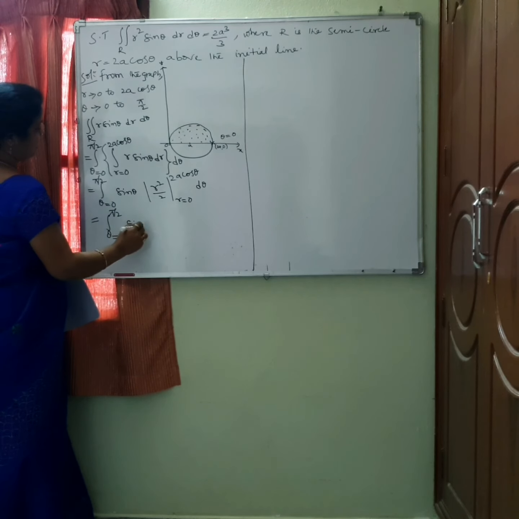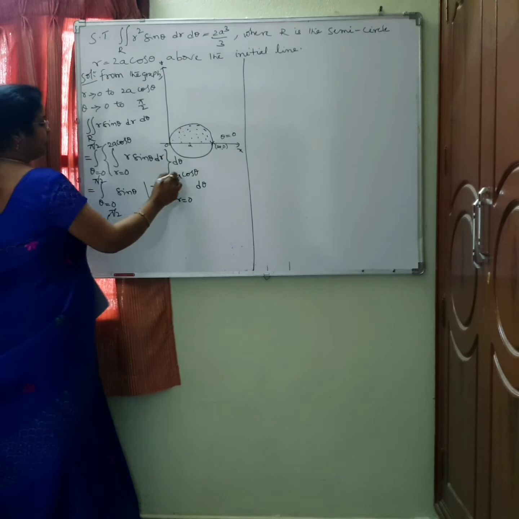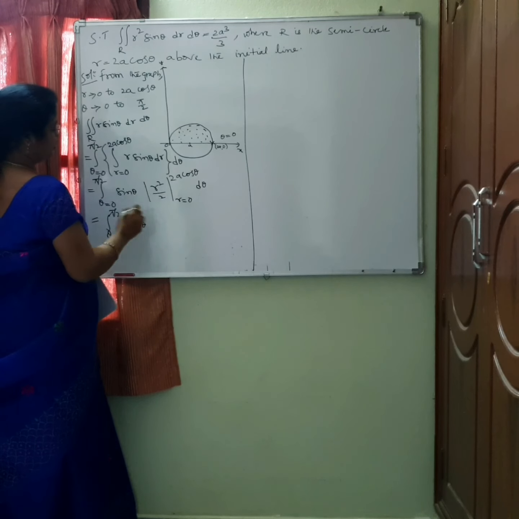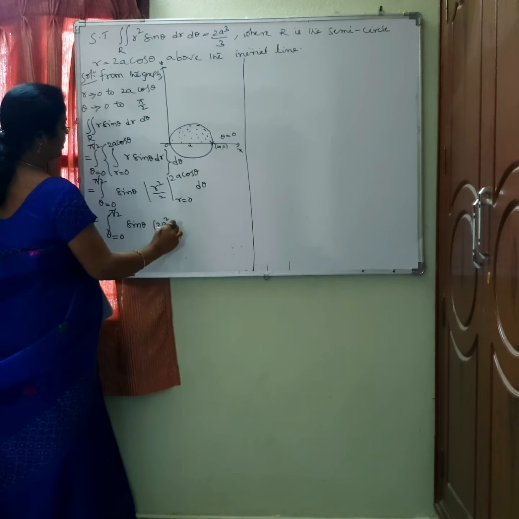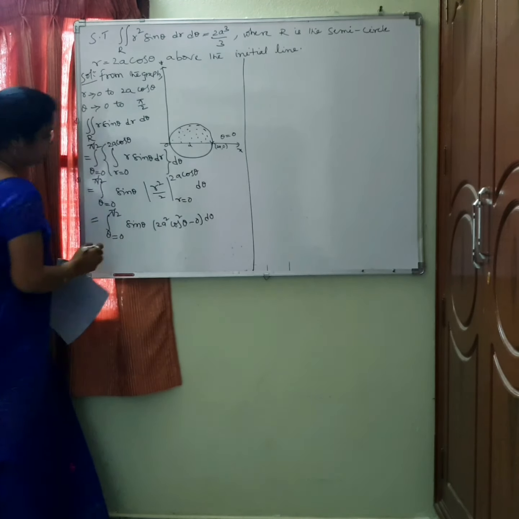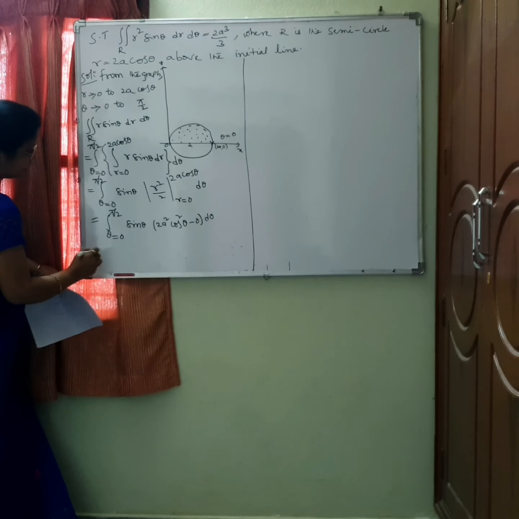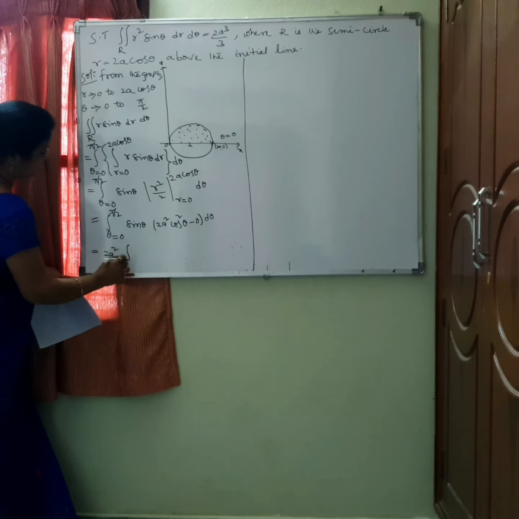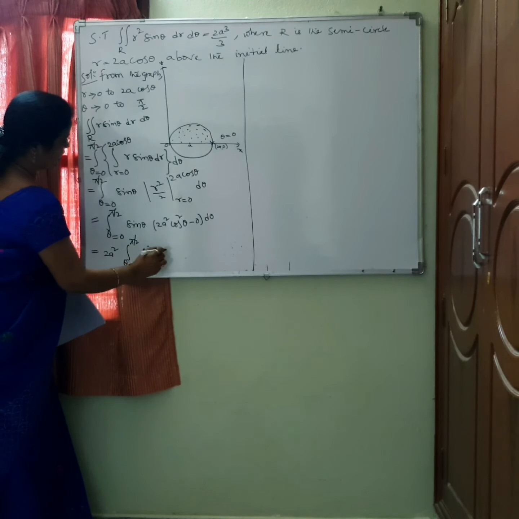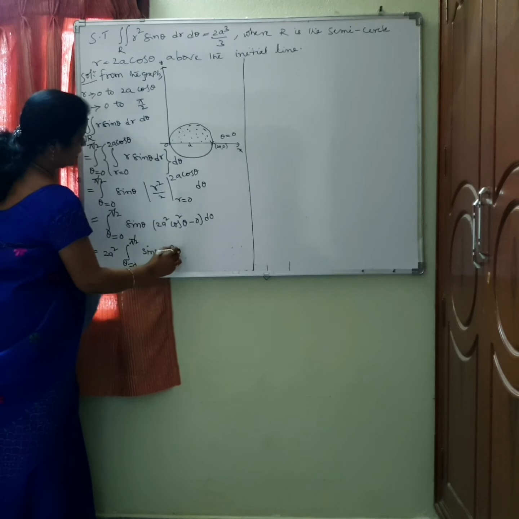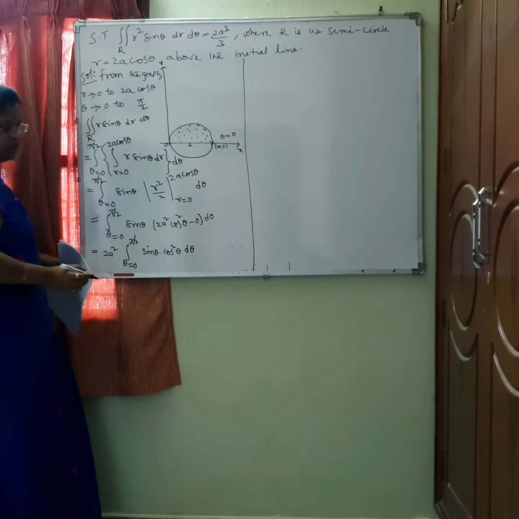Theta is equal to 0 to pi by 2. Sin theta will be as it is. Upper limit 2a cos theta whole square, 4a square by 2, so it is 2a square cos square theta. Lower limit value is 0, d theta. Next you can take 2a square outside the integration. Theta is equal to 0 to pi by 2 and you are going to have sin theta into cos square theta into d theta.